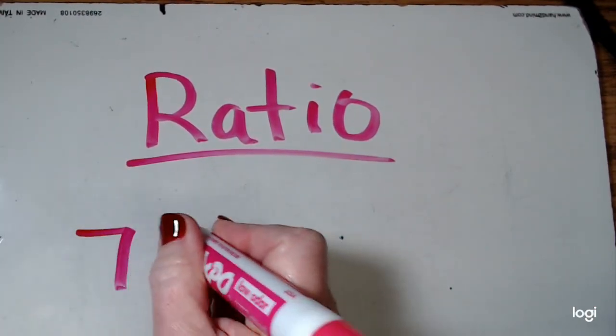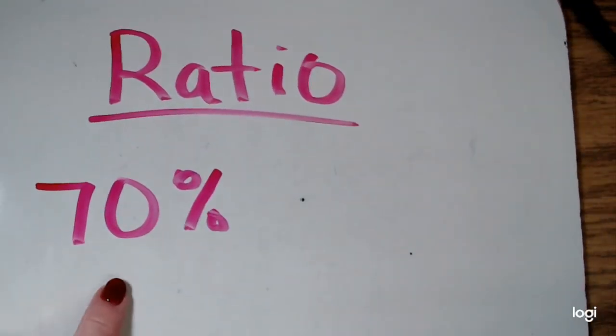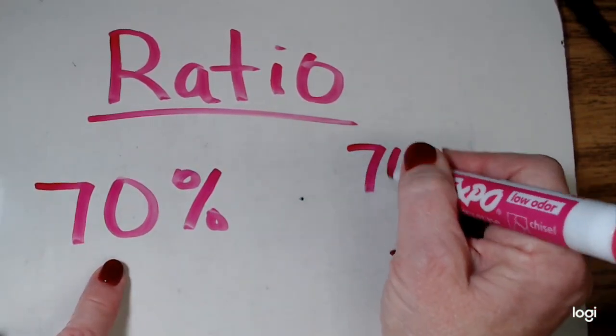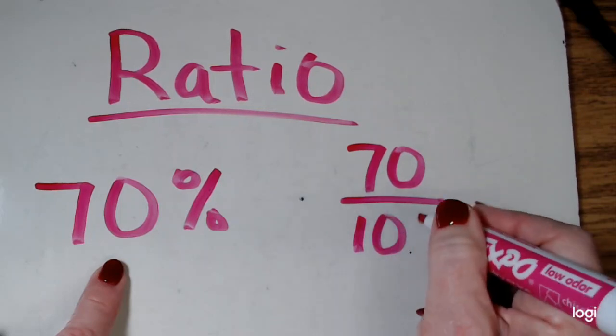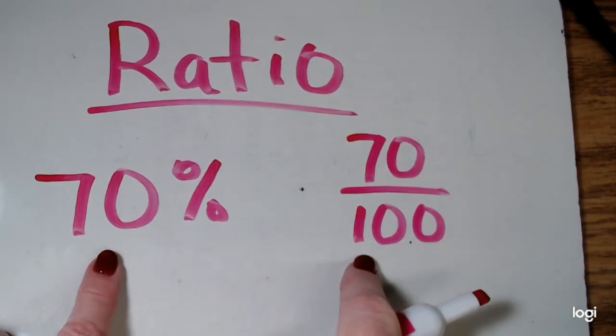For example, here's a percent. 70%. Well, 70% is still actually considered a ratio. 70% is actually two numbers. It's actually 70 over 100, because 100% is obviously always what students want to get. That's the percent we're reaching for. So when I have 70%, it's actually a ratio.